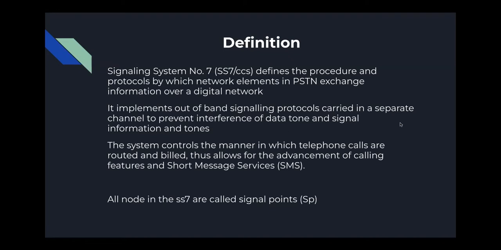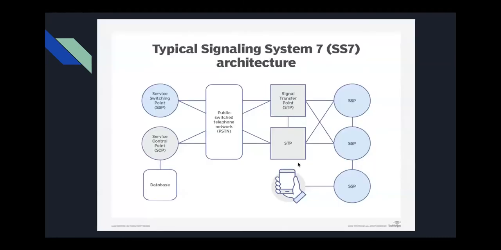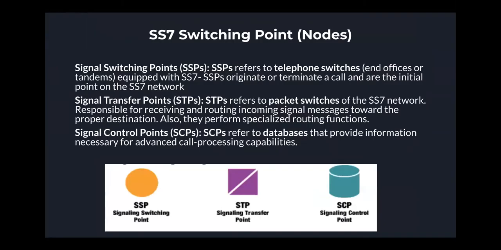In SS7, this is the basic architecture, where the SSP is connected to the public switched telephone network, which in turn connects to the signal transfer points and the SSP, which now connects to the end users. It's the terminating points. Let's go to the next one. I think I'm going fast.